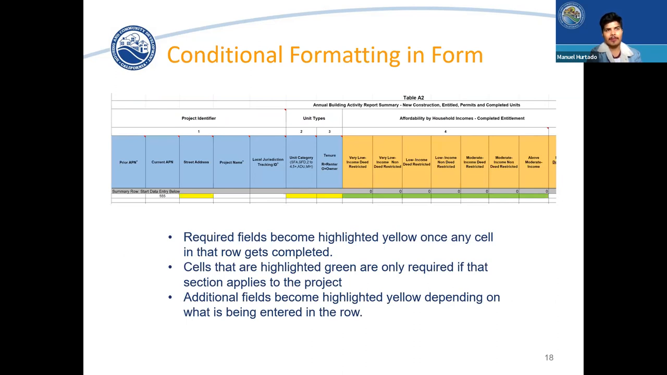So, for example, in Table A2, once an APN is listed for a project, the required fields, in this case street address and unit count, become highlighted in yellow. But the section in orange is highlighted in green because it is only required if you've issued an entitlement during the reporting year. Next slide.